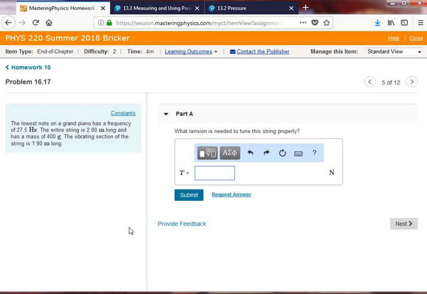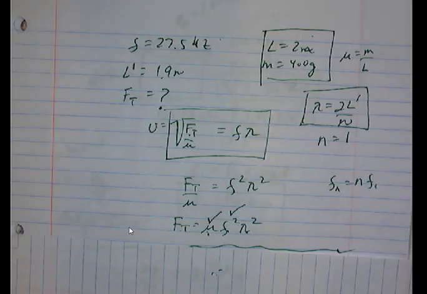Number 16-17 rather. The lowest note on a grand piano has the frequency of 27.5 hertz, so the very lowest frequency. The entire string is 2 meters long and has a mass of 400 grams, so divide that by 1,000, 0.4 kilograms. The vibrating section of the string is 1.9 meters long. What tension is needed to tune the string properly to have this frequency? Okay, let's take a look at it.